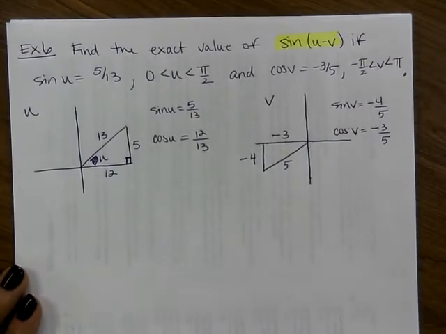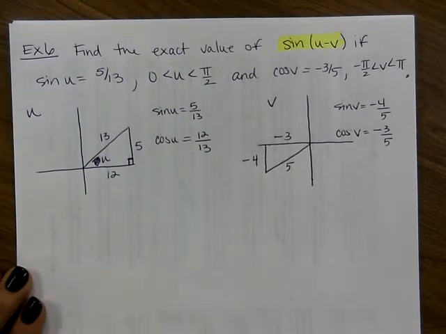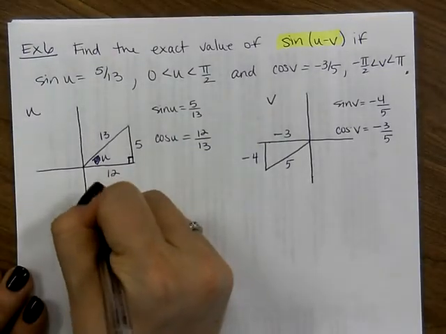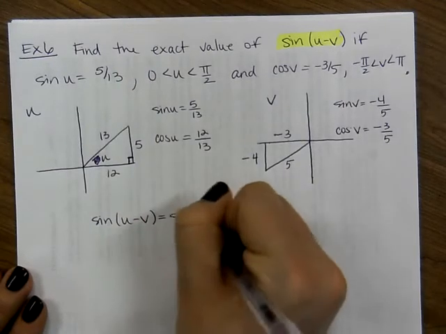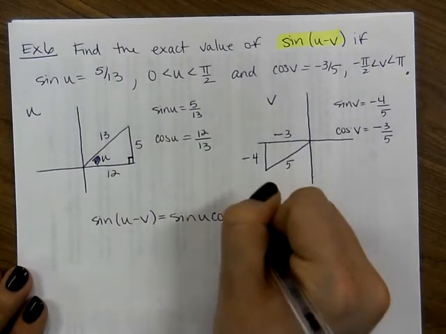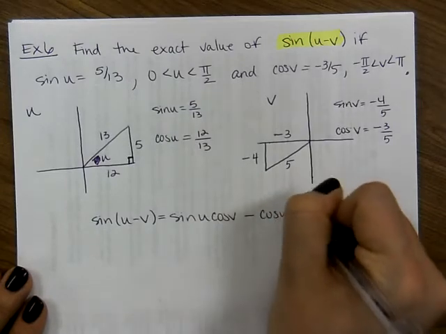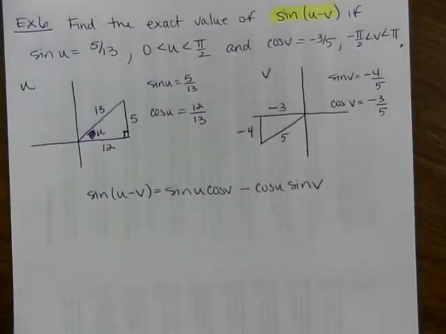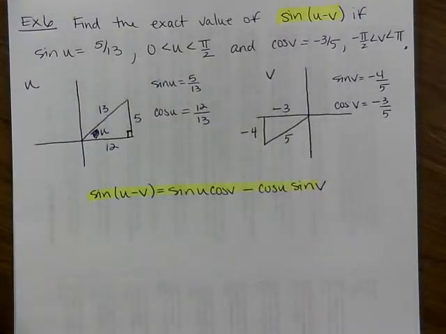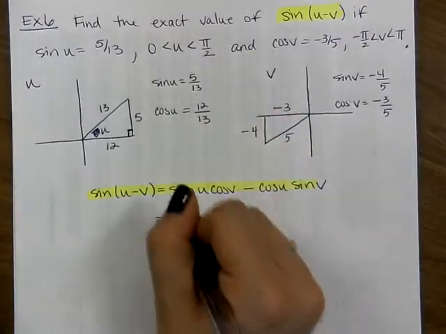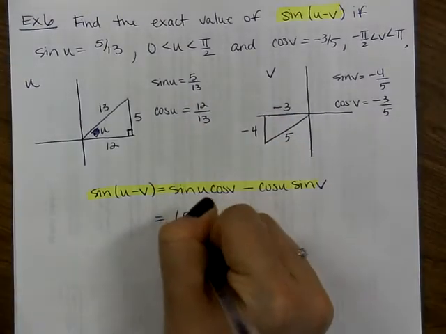And now I'm ready to use my formula. Okay, so now I plug in. The sine of u minus v, I'm just going to write it down, is the sine of u times the cosine of v minus the cosine of u times the sine of v. And now I'm going to plug in what I know. So what is the sine of u? 5 over 13. So this becomes 5 over 13.